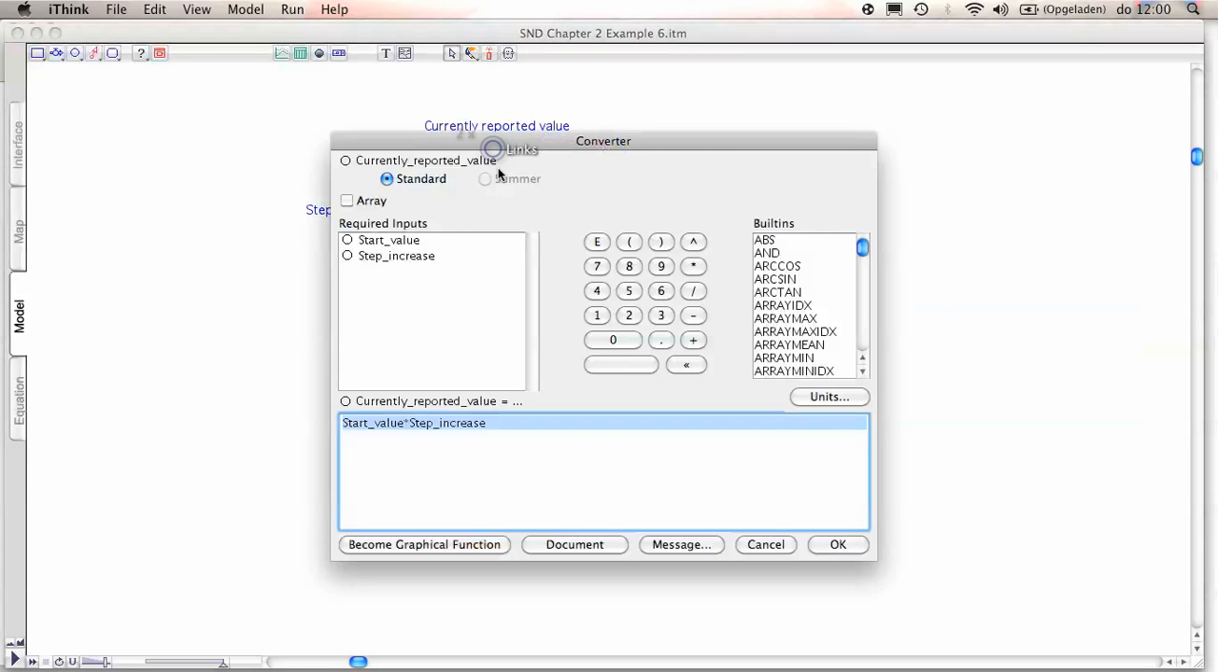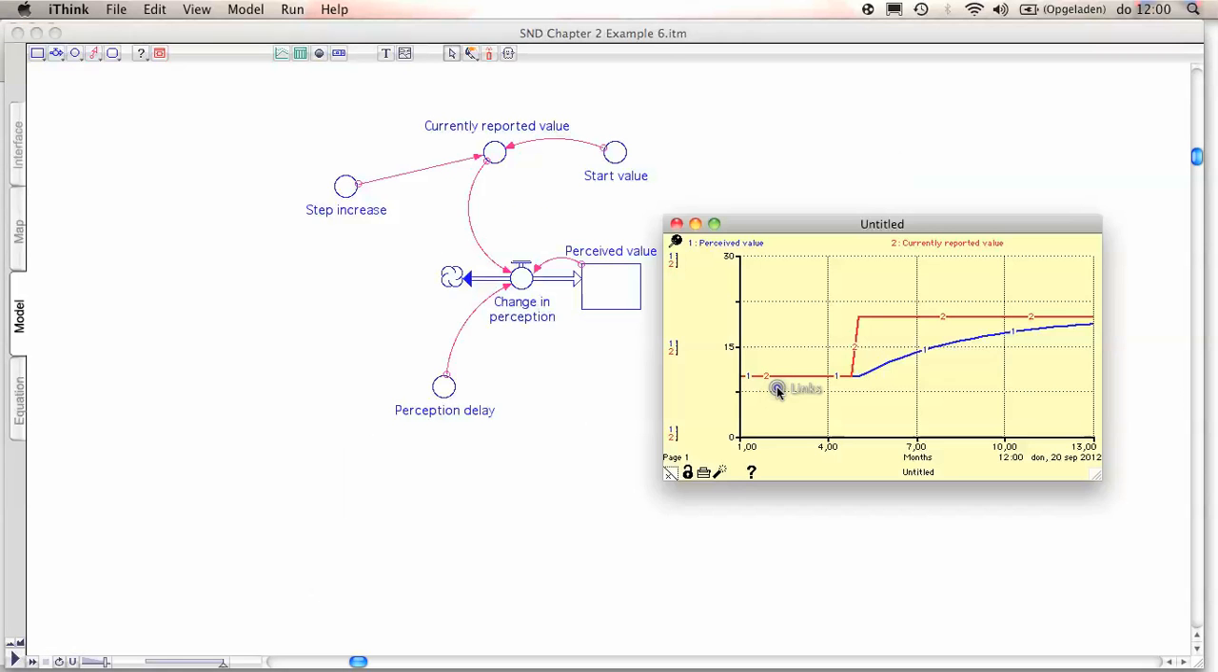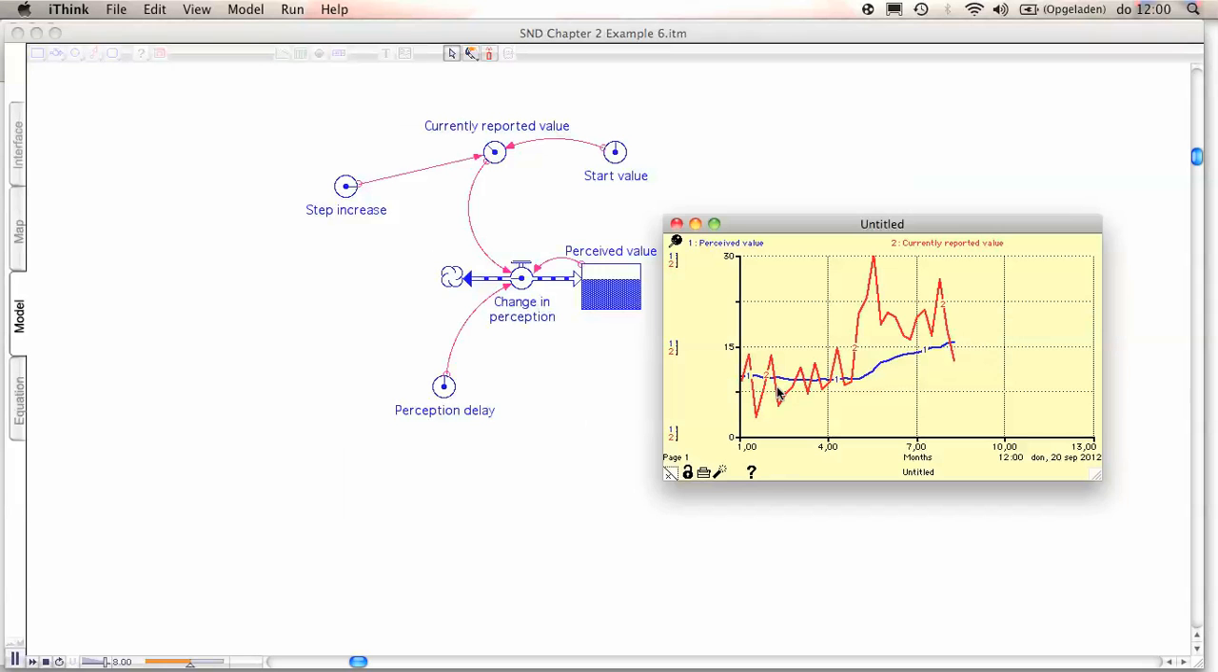Let's put some noise in here. Let's put a modest amount of noise in here. Let's say that is some 30% noise. I used a normal distribution from Ithink there, 30% noise, and see what that does to our signal. You see that then it becomes a lot less clear what's actually happening.